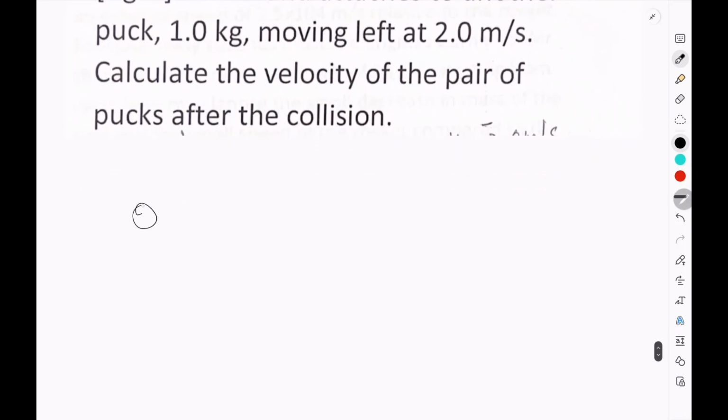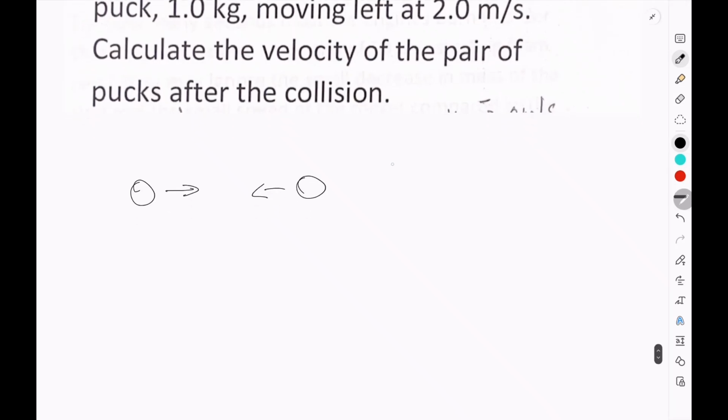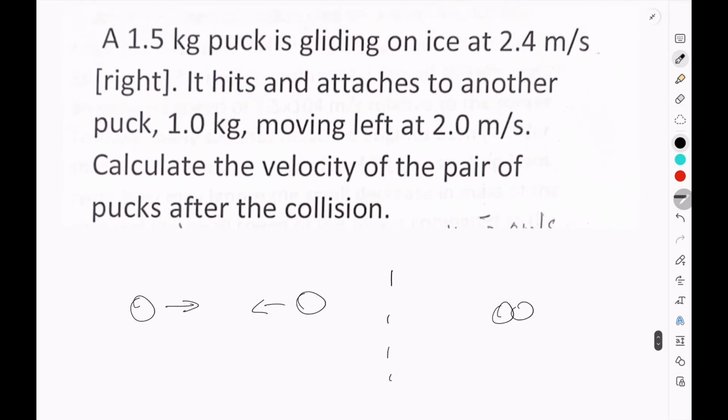So there's two pucks originally, one going in this direction and the other going in this direction. At the end, these two pucks attach to each other and they go in a certain direction together. They have the same velocity.